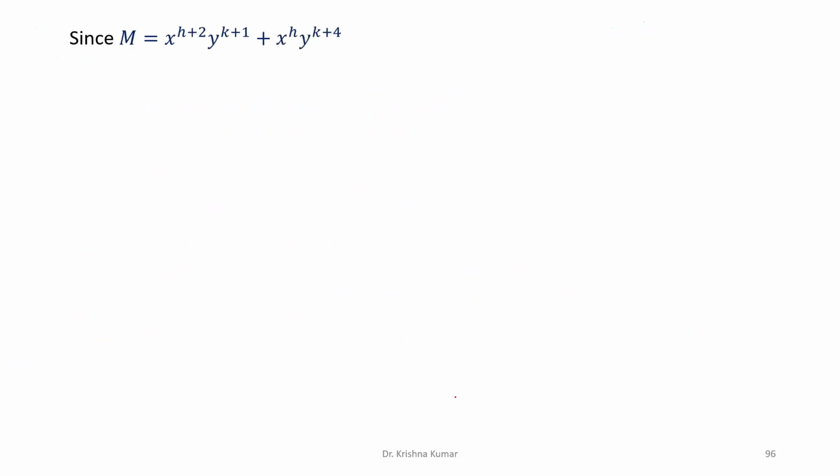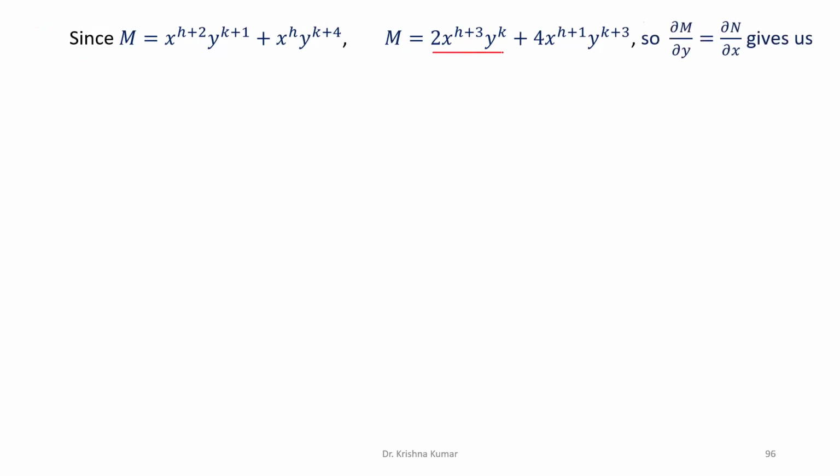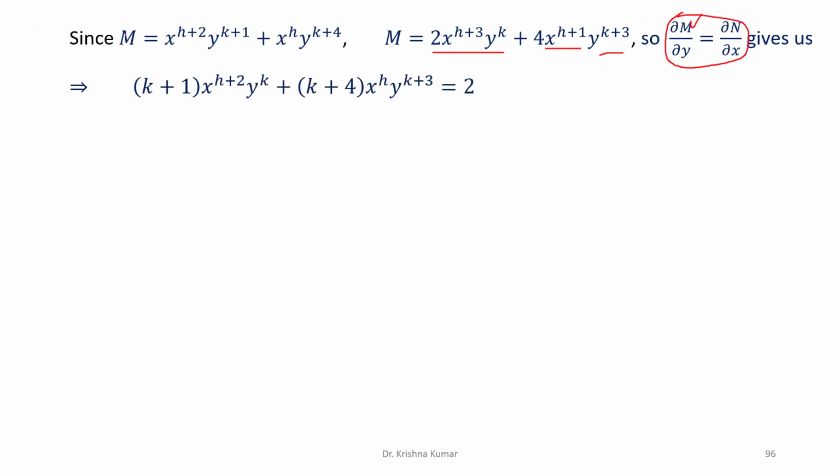Since M equals x to the power h plus 2, y to the power k plus 4, sorry, and N equals 2 times x to the power h plus 3, y to the power k plus 4 times x to the power h plus 1, y to the power k plus 1. So ∂M/∂y, which is equal to ∂N/∂x, gives us the partial derivative of M with respect to y.